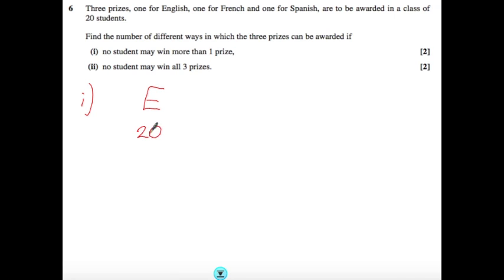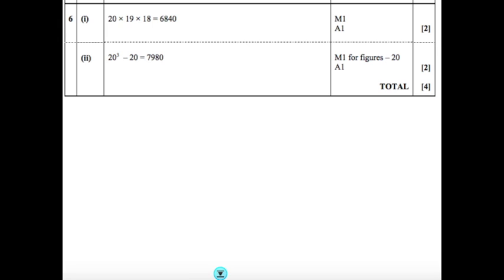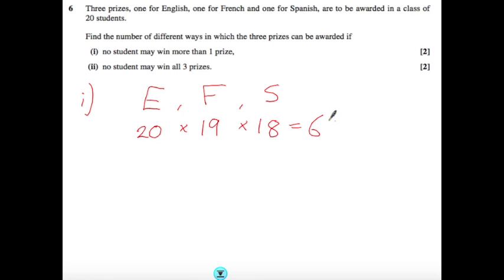There are 20 options. Then we've got to award the French prize. Now think, how many students have we got left? Well, we had 20, we've given 1 the English prize, so there's only 19 we can give the French prize. And finally the Spanish. So again, now we've only got 18 students left. So there's 20 times 19 times 18 ways, and that will give us 6,840.